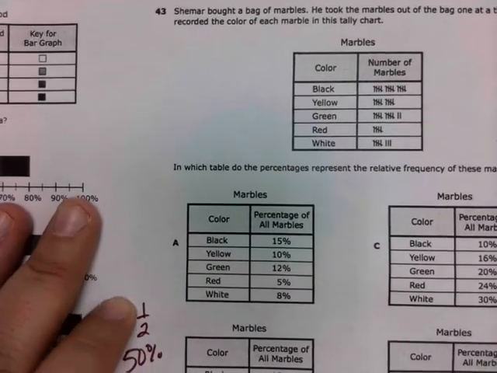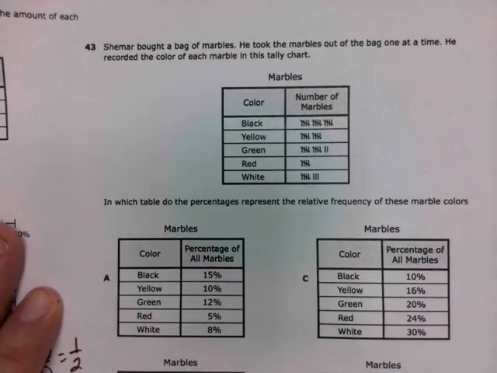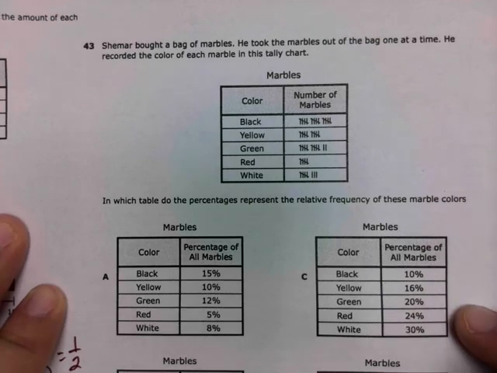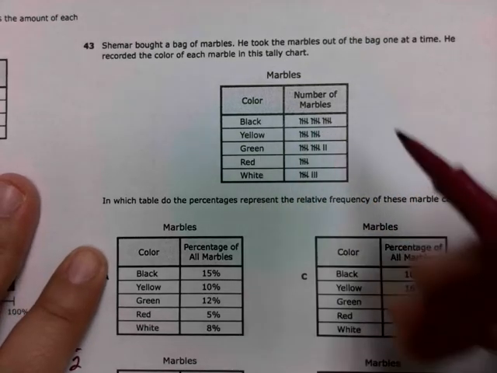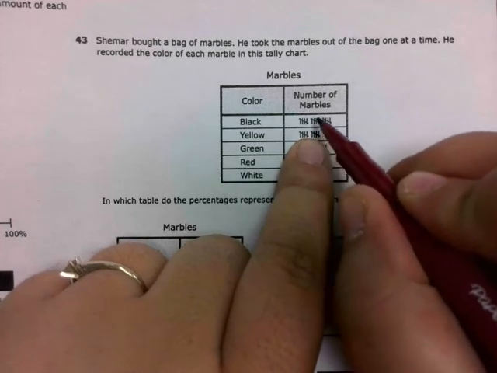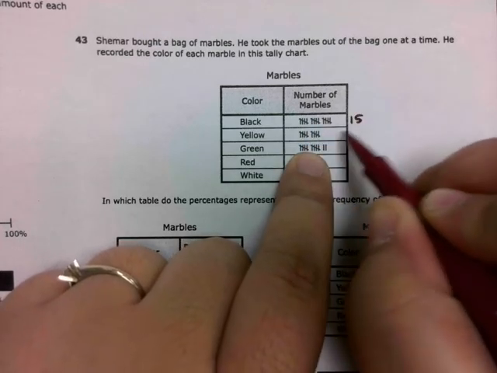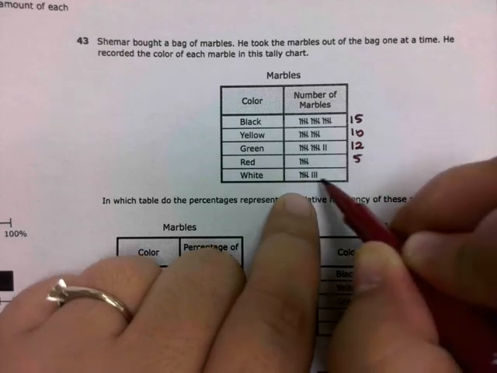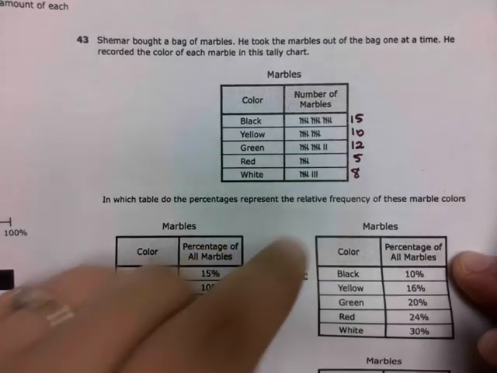All right, the next one here, we have Shaymar bought a bag of marbles. He took the marbles out of the bag one at a time. He recorded the color of each marble in the tally chart. So here are the different tallies for each color. I'm going to write them here beside it. So that's 5, 10, 15, 10, 12, 5, and 8.